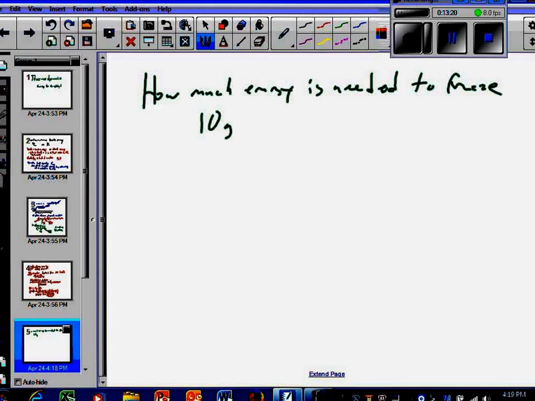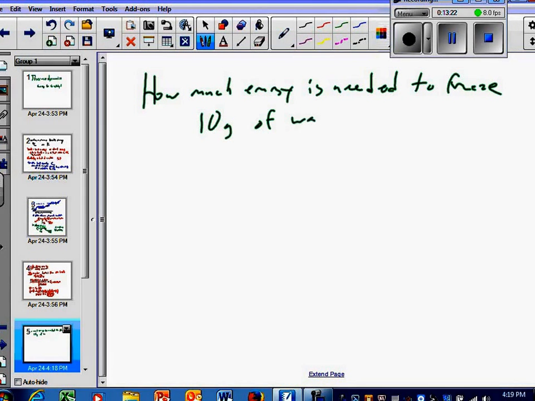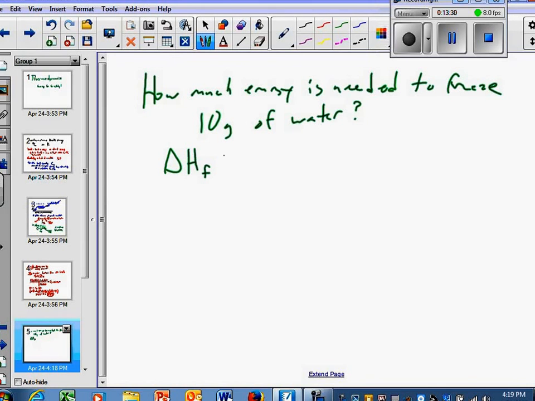How much energy is needed to freeze 10 grams of water? Okay. In order to do this, I need to know that the heat of fusion for water is equal to 333 joules per gram. So I can just plug this into my formula.